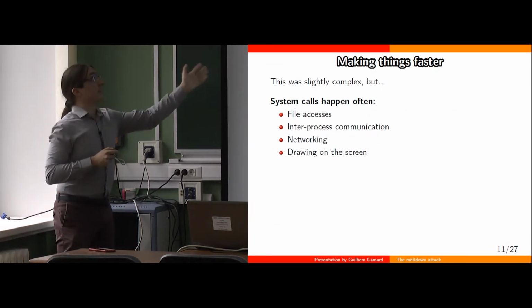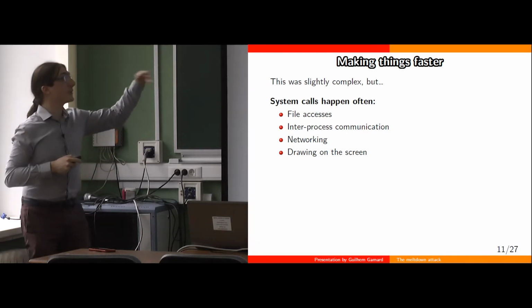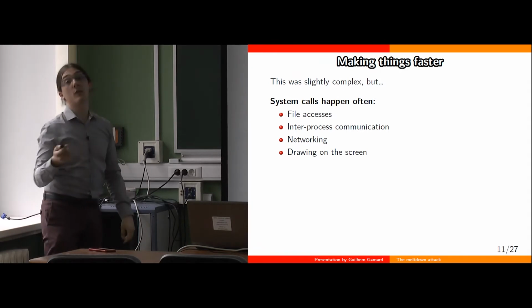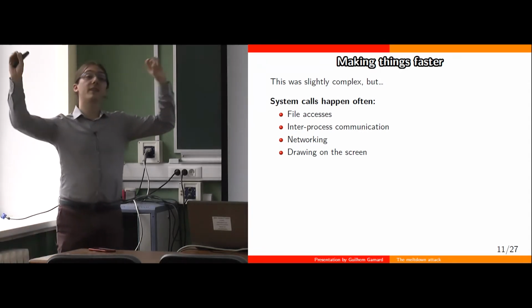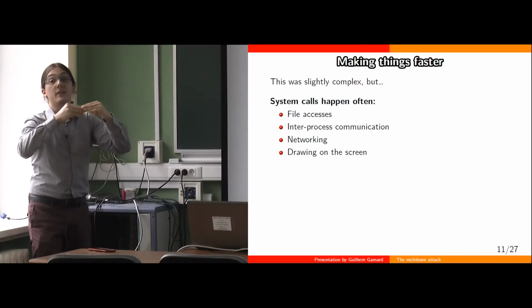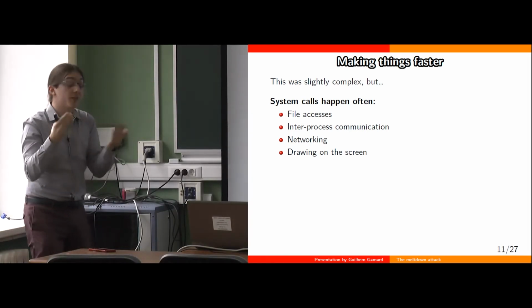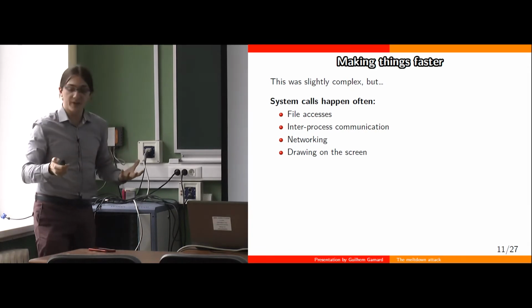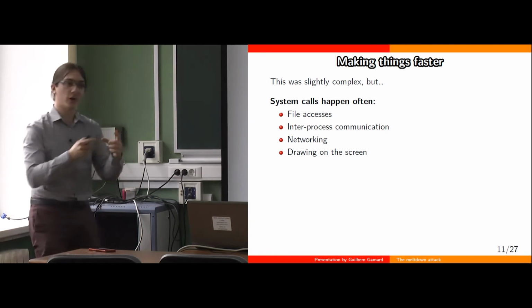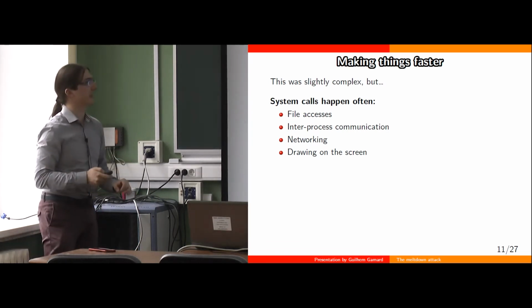System calls happen very often, so I already emphasized on it: file access, inter-process communication. One other thing: I said that processes were isolated from each other, but from time to time you actually want to communicate. Processes want to talk to each other for very good reasons, and so they do so basically through system calls. And so the OS checks that the communication is safe.